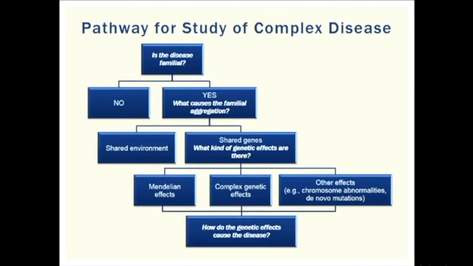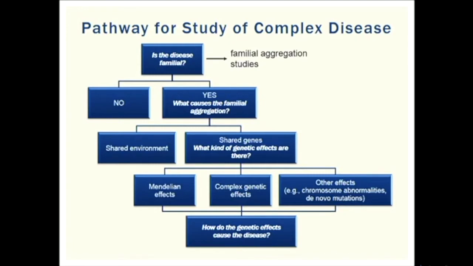So, having introduced some of these complexities, now I want to talk about a pathway for studying complex diseases that we use in genetic epidemiology. It begins with asking the question, is the disease familial? And of course, we do familial aggregation studies to answer that question. And I'm going to spend a bit of time on that type of study because it's really the most epidemiologic of the designs that we use in genetic epidemiology.